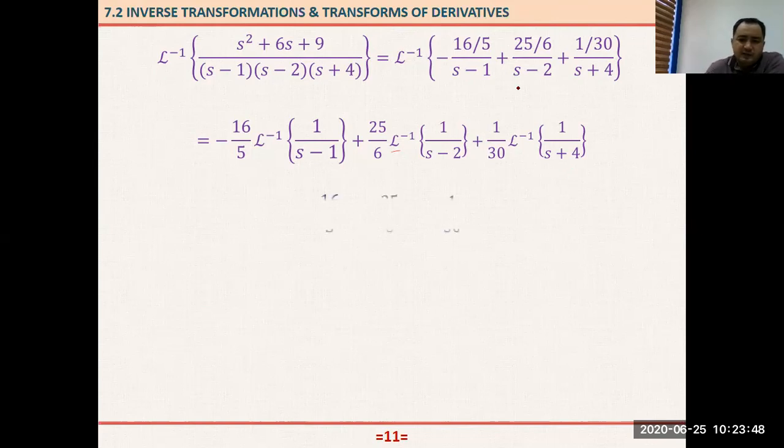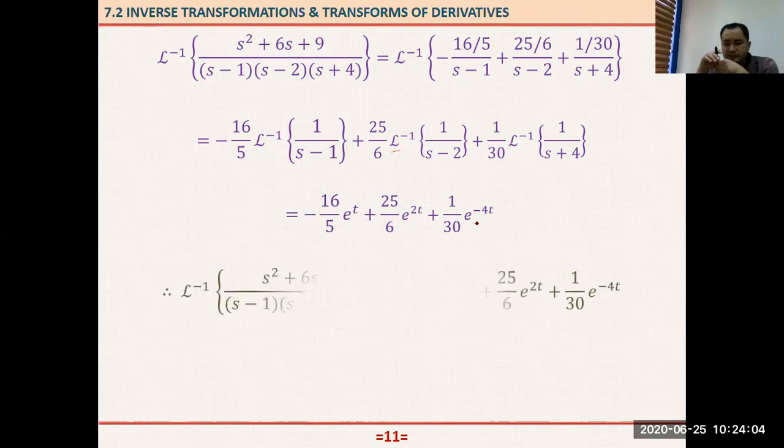So that gives us minus 16 over 5 times e to the power t, 25 over 6 times e to the power 2t, and 1 over 30 times e to the power negative 4t. So the inverse of this thing is equal to this expression, or this function. That is our f of t, and that is our capital F of s. And that is how we return from s to t.